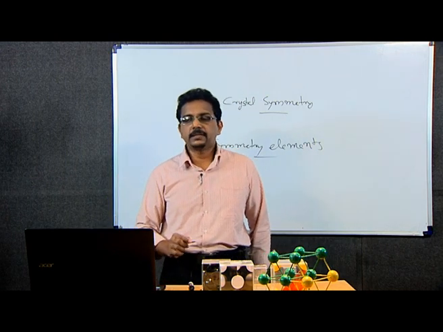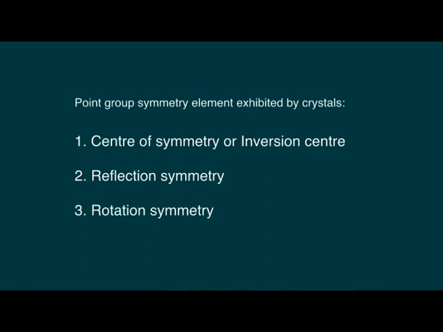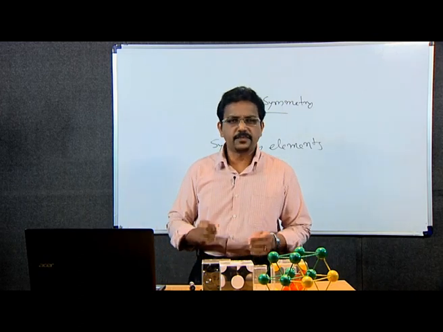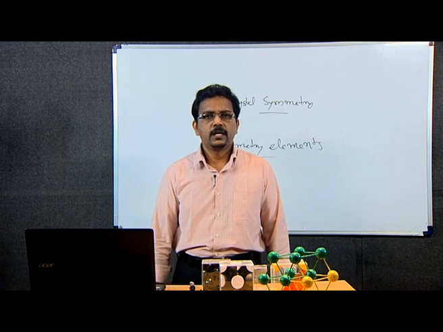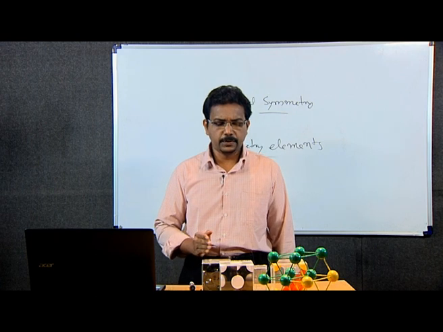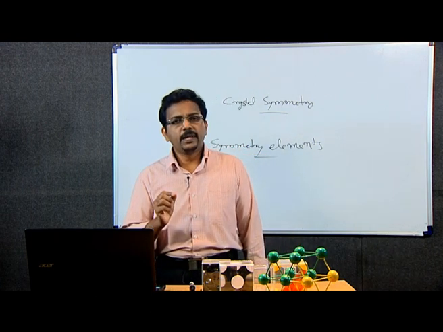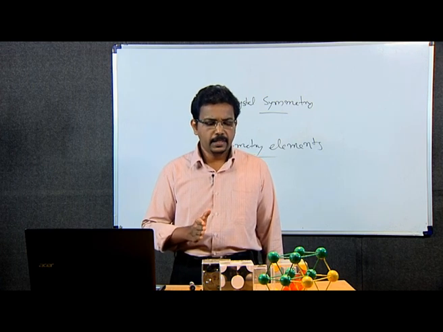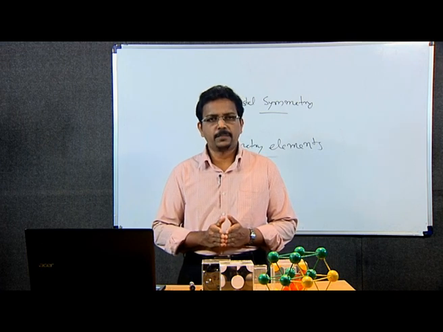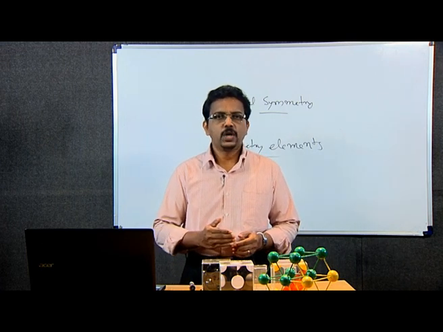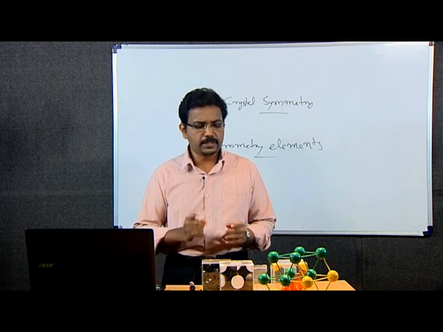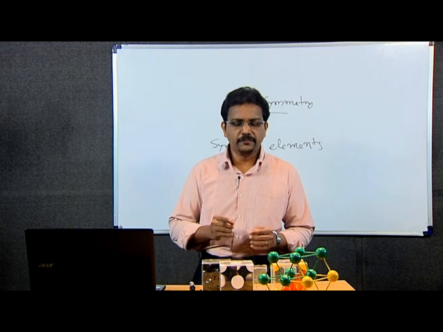First, the point group symmetry elements exhibited by crystals. First is centrosymmetry or inversion center, then reflection symmetry, then rotation symmetry. When we look into a crystal, because in the last class we discussed 7 crystal systems, among those, the cubic crystal is one we can discuss, because theoretically it is very simple and it shows very important symmetry when we rotate or take reflection planes, which we can take in many ways. There are 23 symmetry elements in a cubic crystal, and the first one we consider is the center of symmetry or inversion center.